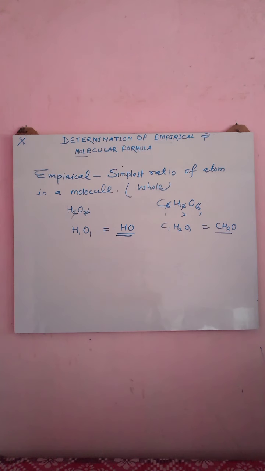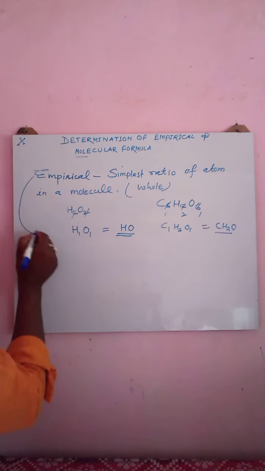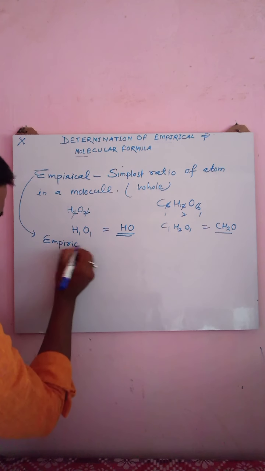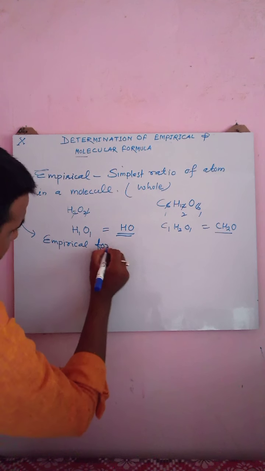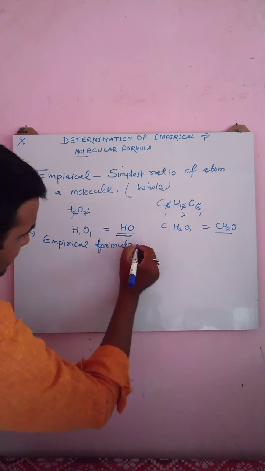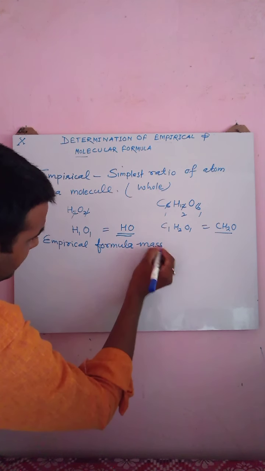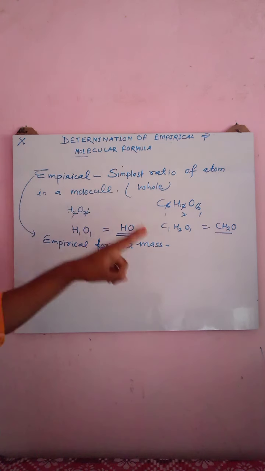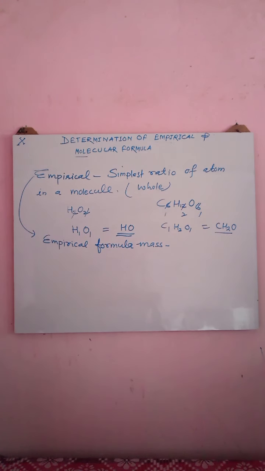One more term is related to empirical formula. It is empirical formula mass. What is empirical formula mass? We all know molecular mass and atomic mass. Molecular mass we know. Sum of the masses of different atoms present in a molecule is known as molecular mass. Similarly, empirical formula mass can be defined as sum of the mass of different atoms present in empirical formula.